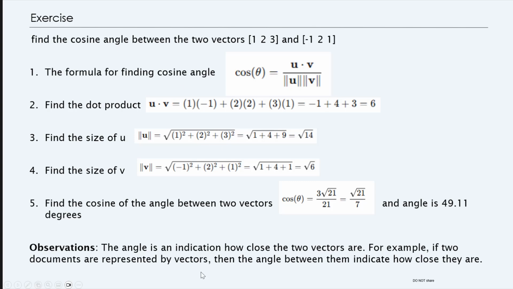Now, this angle is an indication of how close the two vectors are. For example, if two documents are represented by vectors, then the angle between them indicates how close they are. So if the angle is smaller, that's better because they're close in some sense. If the angle is like 90 degrees, then they have nothing to do with each other.